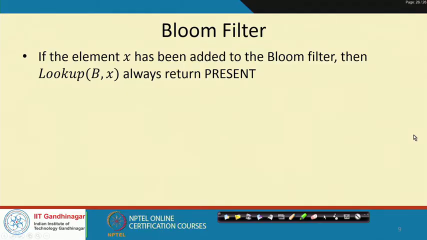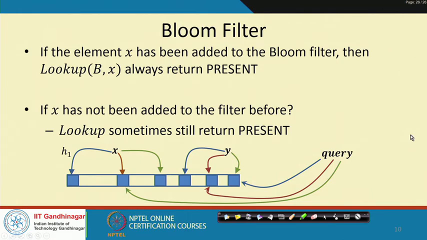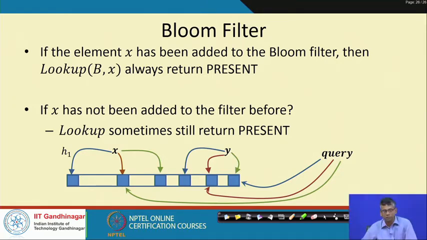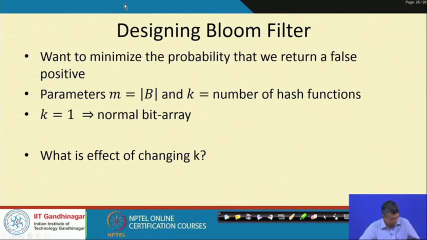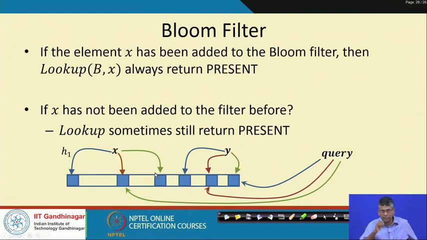Now, the interesting thing is the other question. What happens if x has not been added to the filter before? Is it still possible that lookup of Bx will return present? Yes, it is, unfortunately. And here is a simple example. You can probably construct simpler examples though. Suppose we have two elements x and y, right. So, think of the blue arrow as the function h1, think of the red as the function h2, think of the green as the function h3.